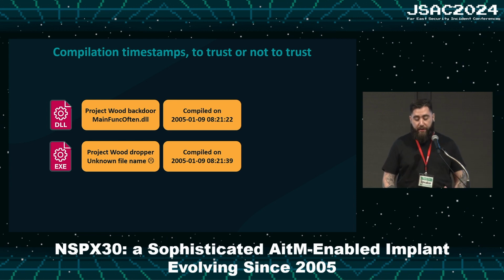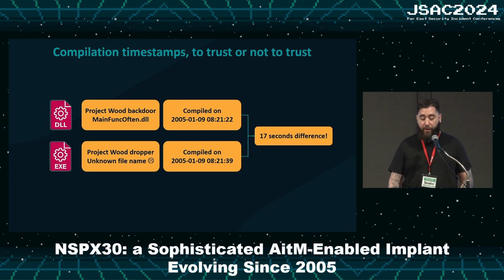So at ESET, we receive many samples from many sources. Even now, we receive samples for the first time that were compiled any number of years ago. In the case of the oldest Project Wood sample that we had, we wanted to know if it was really that old. So we first checked the PE compilation timestamps, which indicated January 9 of 2005. And there was only a 17-second difference between the compilation of the dropper and the backdoor.